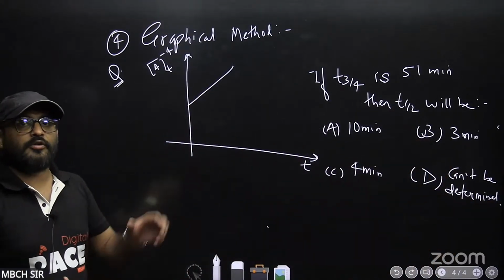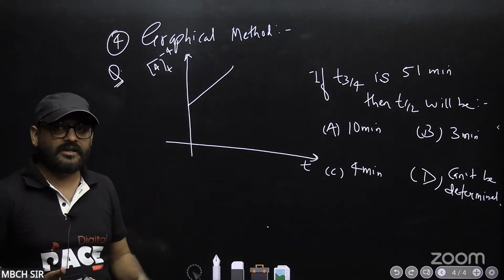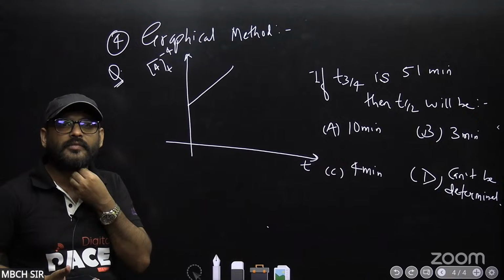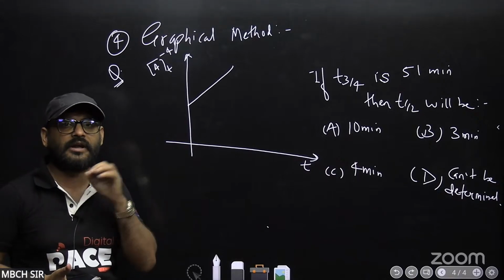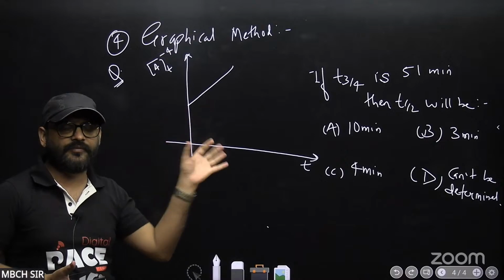From this graph, you have to predict the order of reaction. Some hint is given. Look at this graph closely. You will get some hint. The order of reaction is hidden somewhere.